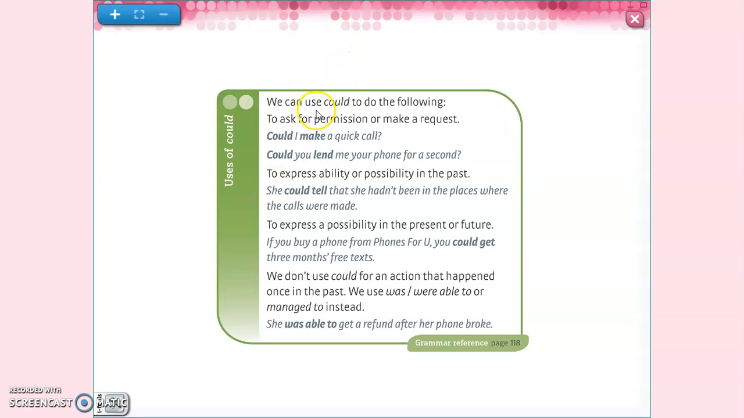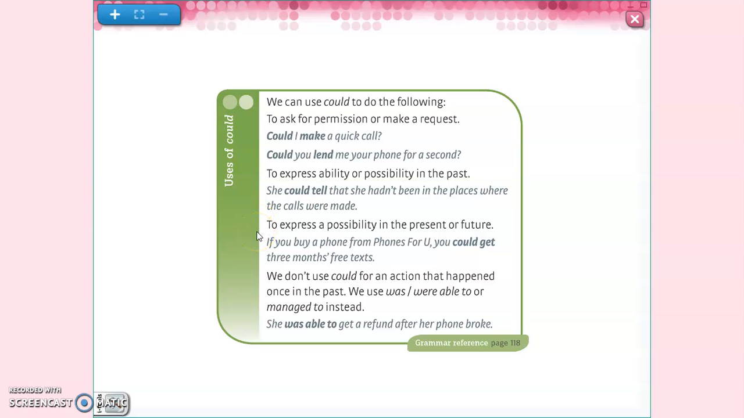We can use could to do the following: to ask for permission or make a request. Example, could I make a quick call? Or could you lend me your phone for a second? In these two cases, we're not talking about past abilities. We're talking about permission. Now, if you want to express ability or possibility in the past, you can use could, as in this example. She could tell that she hadn't been in the places where the calls were made. If you remember, this is the girl in the story.